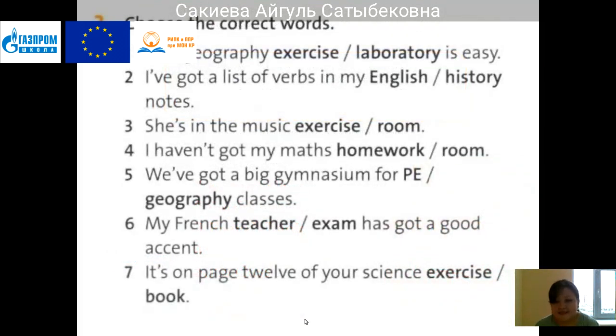Now, let's do some exercises to consolidate our today's vocabulary. First, this geography exercise or laboratory is easy. So what do you need to do? You have to choose one of these words. The first one, exercise. Yes, you're right. It is easy, yes. Aftan was correct. So second, I've got a list of verbs in my English history notes. Which one?